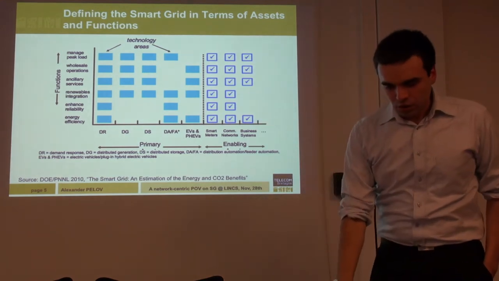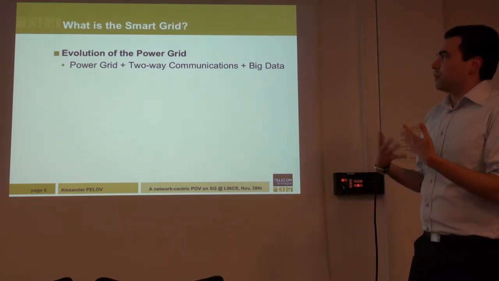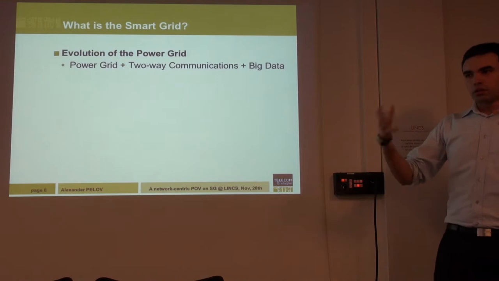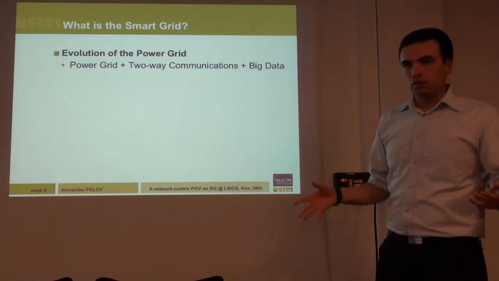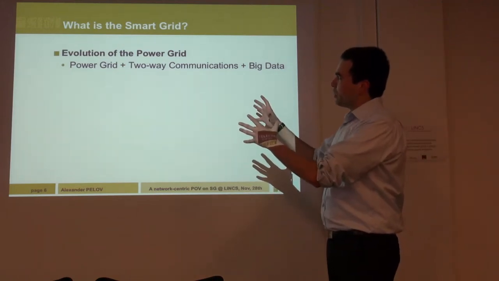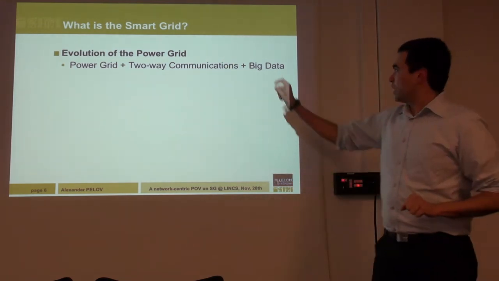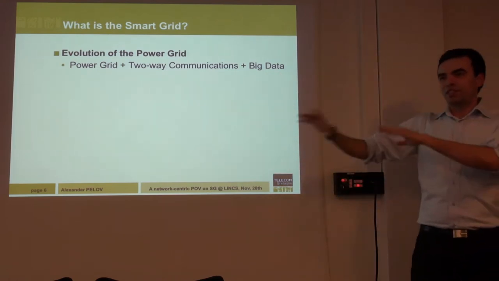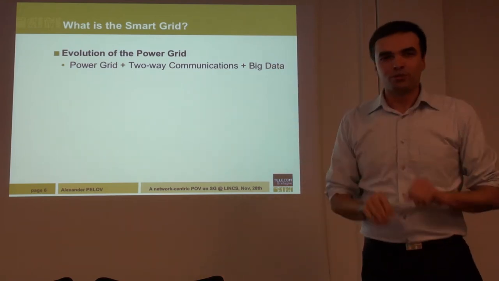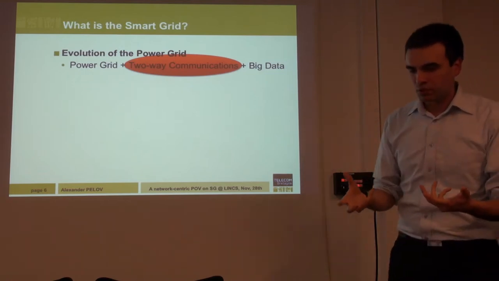So for me personally, the definition that I like the most of what the smart grid is, is that it is just an evolution of the existing power grid. In a lot of the things we say about the smart grid, in some countries they are already there. But in general, it's an evolution of the power grid, that is the power grid plus two-way communications with all devices that are part of the grid, plus big data. Now, big data is, of course, data mining and all the algorithms, so I'm not going to talk about this. I'm just using a buzzword in order to wake you up a little bit. And I'm going to focus on the two-way communications part, so the communicating network part.